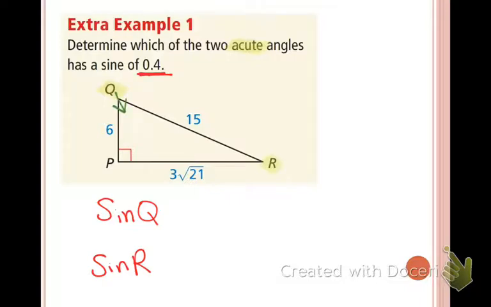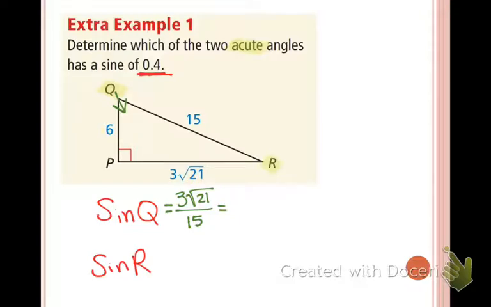Q would be opposite over hypotenuse, so sine is opposite over hypotenuse. So what is opposite of Q? 3 square root of 21 over the hypotenuse, which is 15. So go ahead in your calculator. You're going to type what I have in green here. We want to know what that is in decimal form. So 3 square root of 21 over 15. You'll want to hit S to D to make it a decimal.